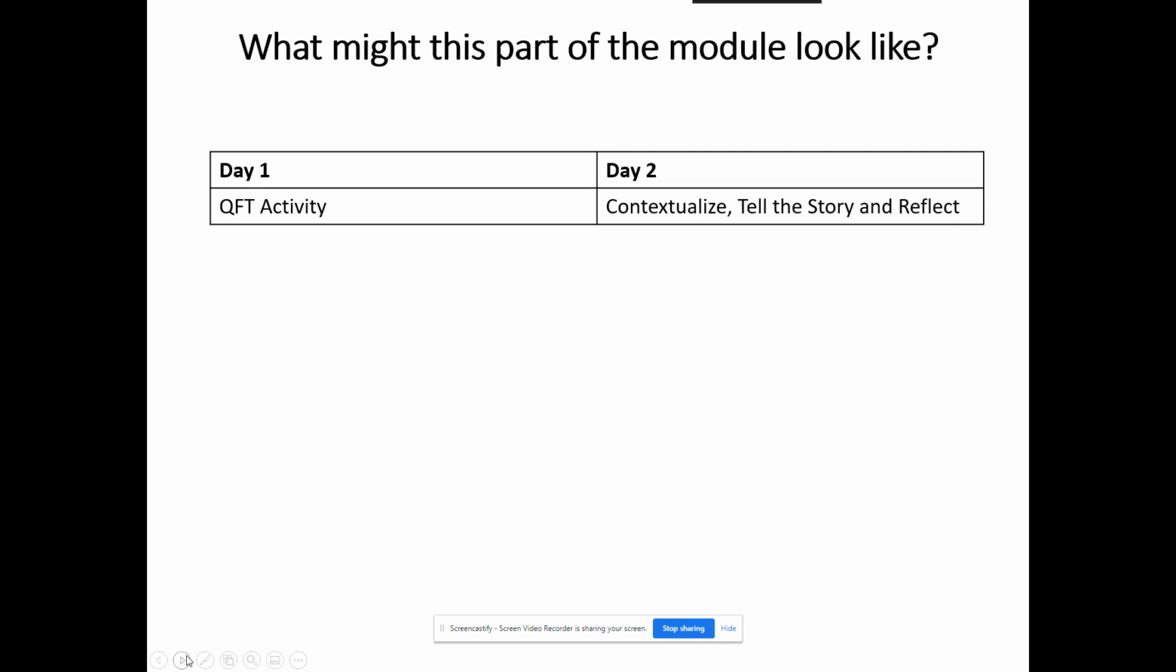What might this part of a module look like when planning and designing instruction? Well, first to start off, we need to realize that this lesson will probably take 2 days. The first day, you would take students through a process called the question formulation activity technique. And then on the second day, you would contextualize, tell a brief story to hook students, and then allow students to reflect.